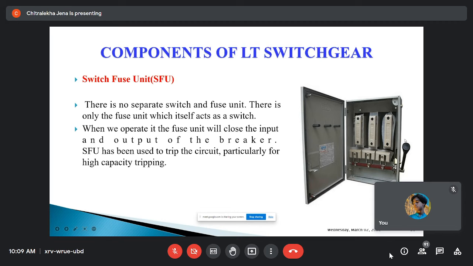When you close this, automatically the fuse is also connected to the loads, and the current flows to the loads through this fuse. When we operate it, the fuse unit closes the input and output of the breaker. The switch fuse unit is used to trip the circuit, particularly for high capacity tripping, when the capacity is very high. So we call it a switch fuse unit: the switch is there, the fuse is also there.